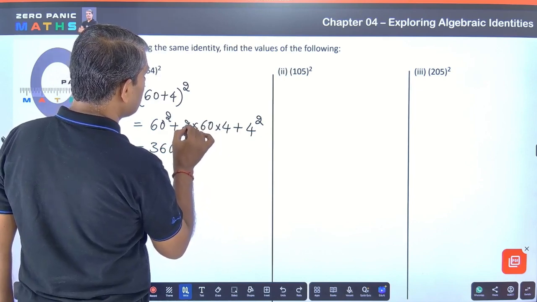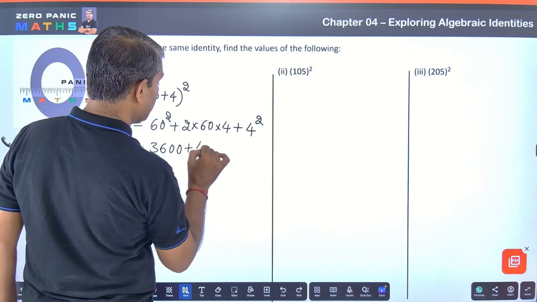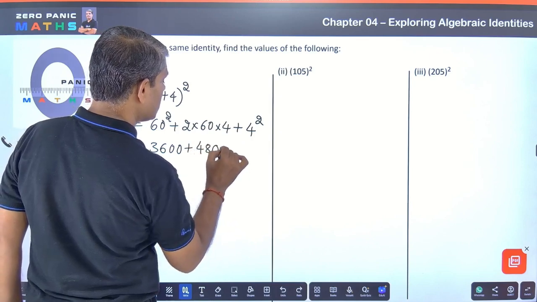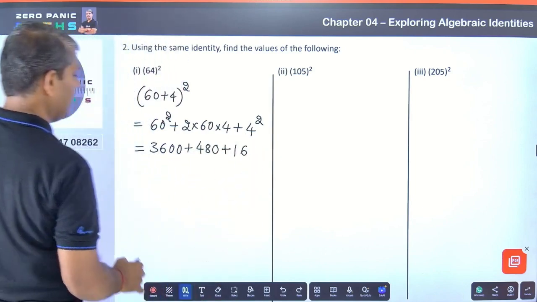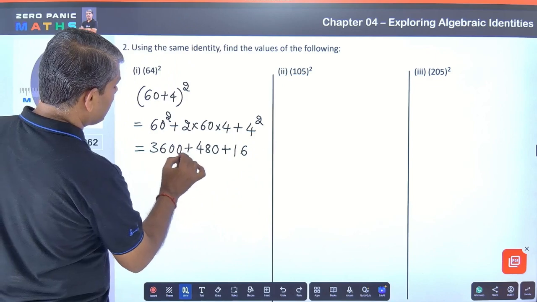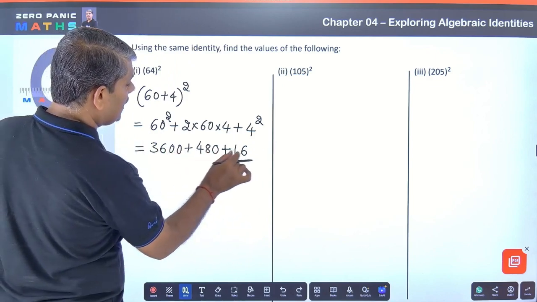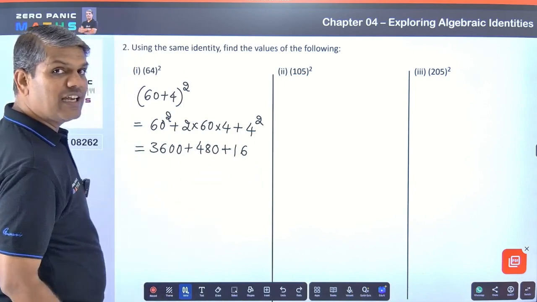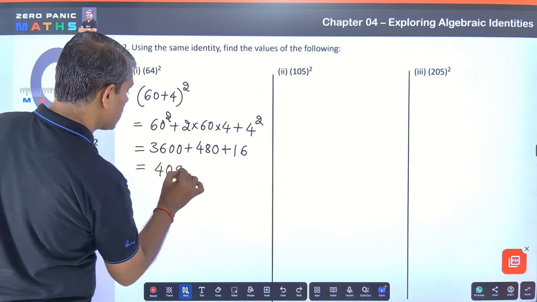Now I can do that: 6 twos are 12, 12 fours are 48, and we can keep it with a 0, that is 480, and 16 is 4 square. Finally, you can just sum up 3600 and 400, that will give you 4000, and 80 plus 16, that is 96. So that is 4096.